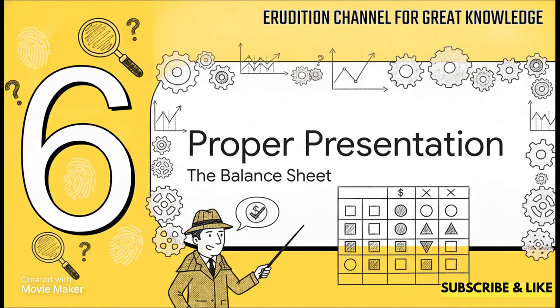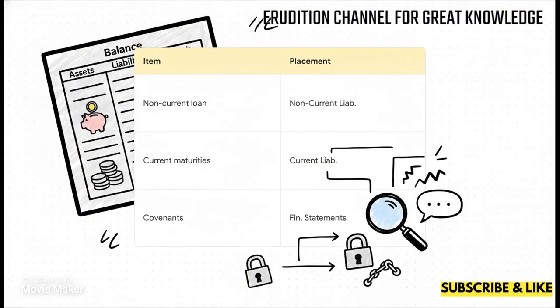Which brings us to our final phase, step 5, proper presentation, visualizing the balance sheet. Everything has to go in its exact proper place. The non-current or long-term portion of the loan goes under non-current liabilities. Those current maturities we just talked about, the installments falling due within the next 12 months, those are shown under current liabilities, and they need a footnote disclosure. Plus, any restrictive covenants, the conditions attached to the loan, have to be appropriately disclosed in the financial statements.